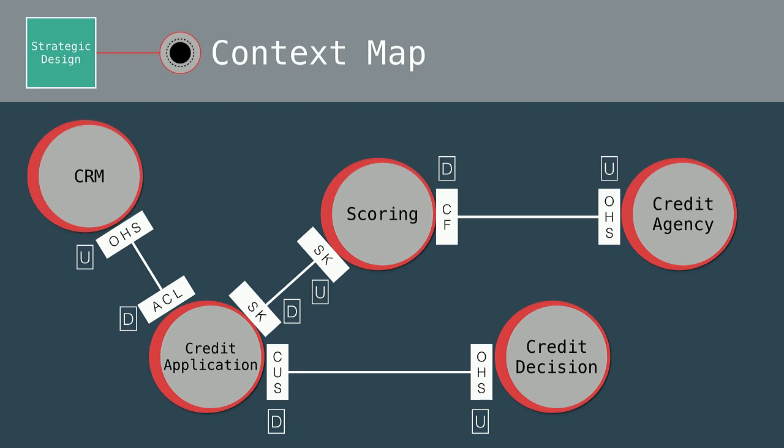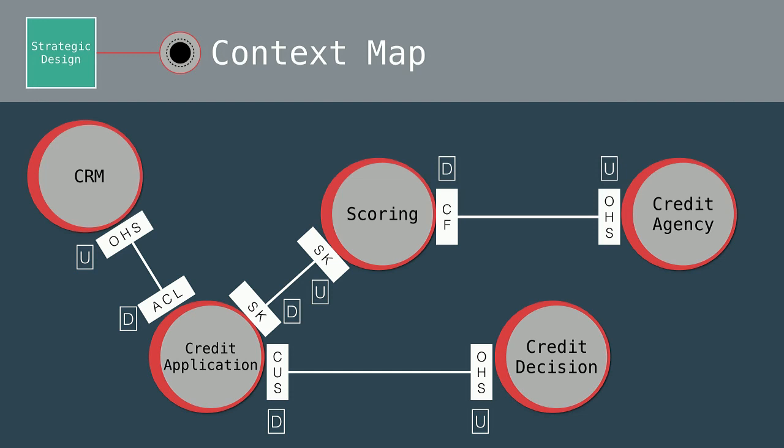The interesting part we see here is the way from the credit agency to scoring to the credit application. Please take a close look here. Scoring is conforming to the credit agency. Credit application has a shared kernel with scoring. So there is a chance, or a big risk, that parts of the model of the credit agency are flowing down into the credit application.